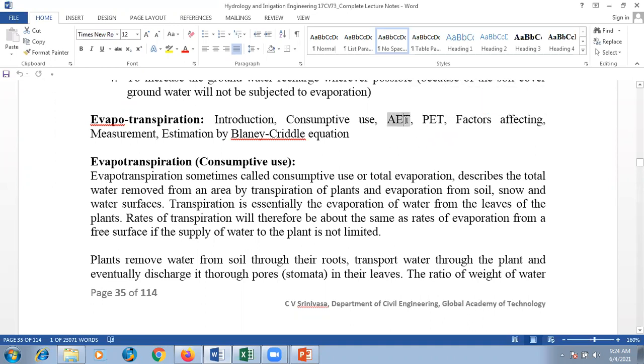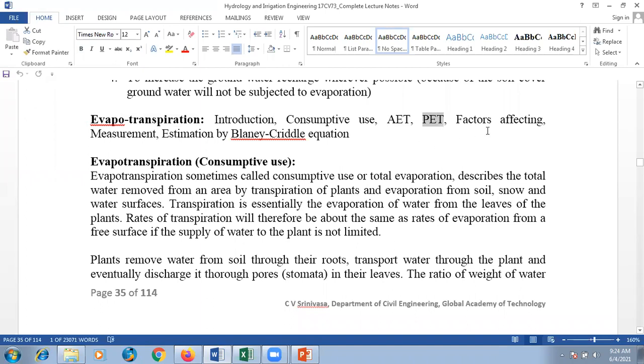So this evapotranspiration term, the actual one, sometimes we can also call it consumptive use. But either way, there is very little difference between evapotranspiration, consumptive use, and actual evapotranspiration. But PET is something which we need to look at. Only at field capacity, PET can happen.